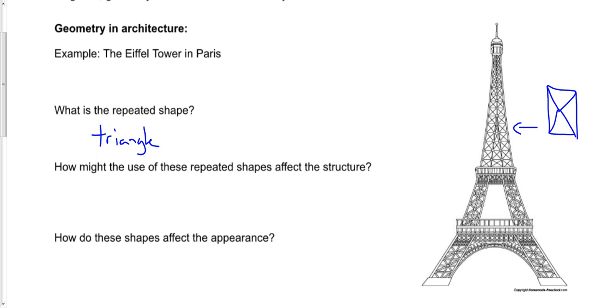Now, how might these be used, and how might they affect the structure? Well, triangles are structurally stable. They're very strong. They're capable of holding a lot of weight. And so you see triangles used quite often in the design of bridges and buildings and whatnot in order to provide weight-bearing structures. In fact, if you go into the attic of your house, you'll notice that the roof and the rafters are likely made in a triangular shape. So they're strong and they're stable.